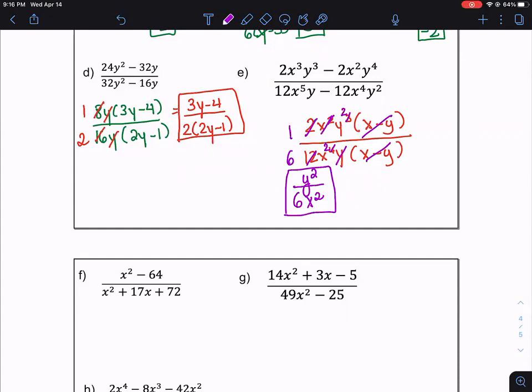Okay, so I'm just going to let you guys start working on F. G is going to be a little bit of a chunky problem, so we'll do G and H.